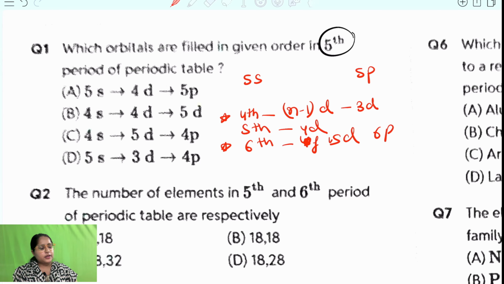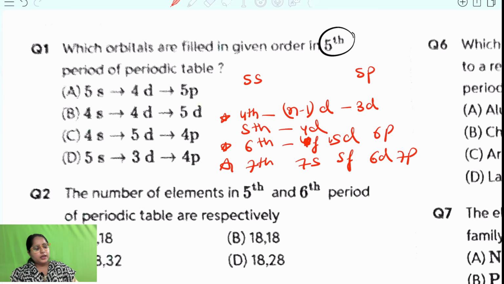Let's say for example I am saying 7th, so how will I do it? I will write down here 7s, at the end I will write down 7p, and one less will be our d, so I will write down here 6d, and one more less, that is our 5f. Are you able to understand? Okay. So now you tell me, in between 5s and 5p who will come? 1 d, and d should always be one less, so here our 4d will come. So what is the answer? First option will be the right option.